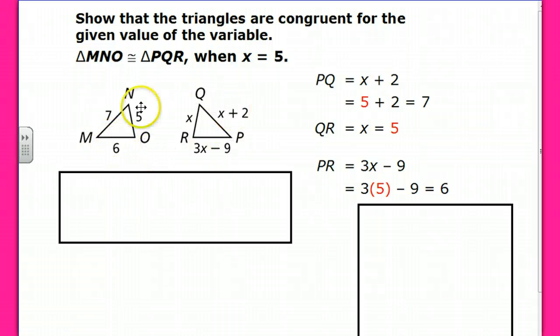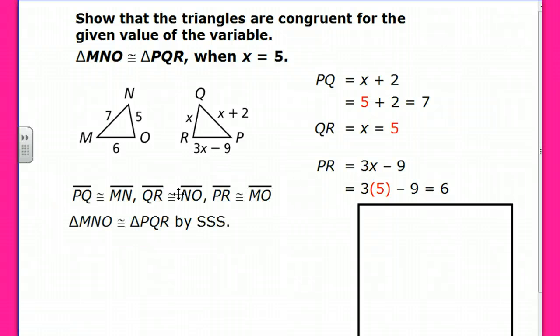MO. So which postulate could we use to state that these two triangles are congruent? You got it, SSS, right? These triangles are congruent by SSS. Remember, they've got to be named with corresponding vertices. M to N crosses over the side length 7. P, Q does the same. And then we go QR 5 and O 5.